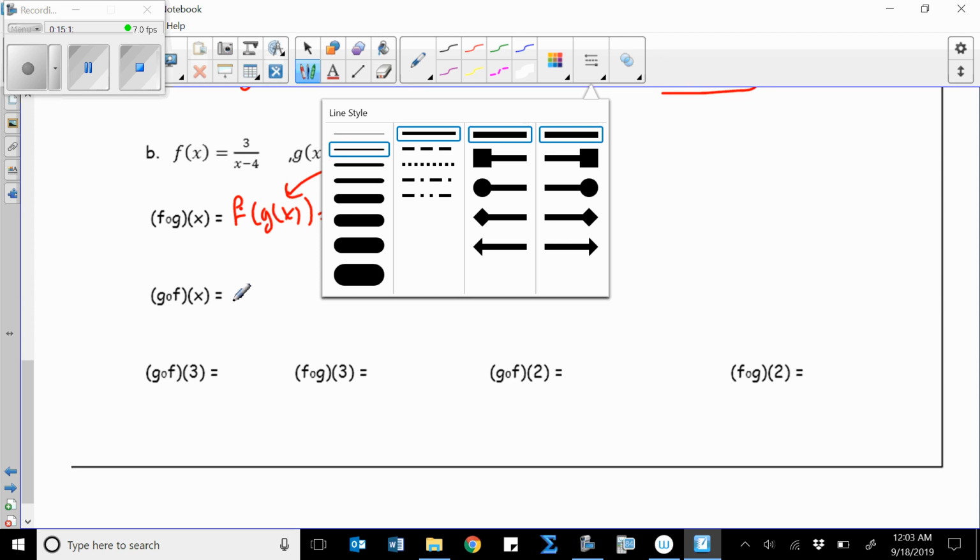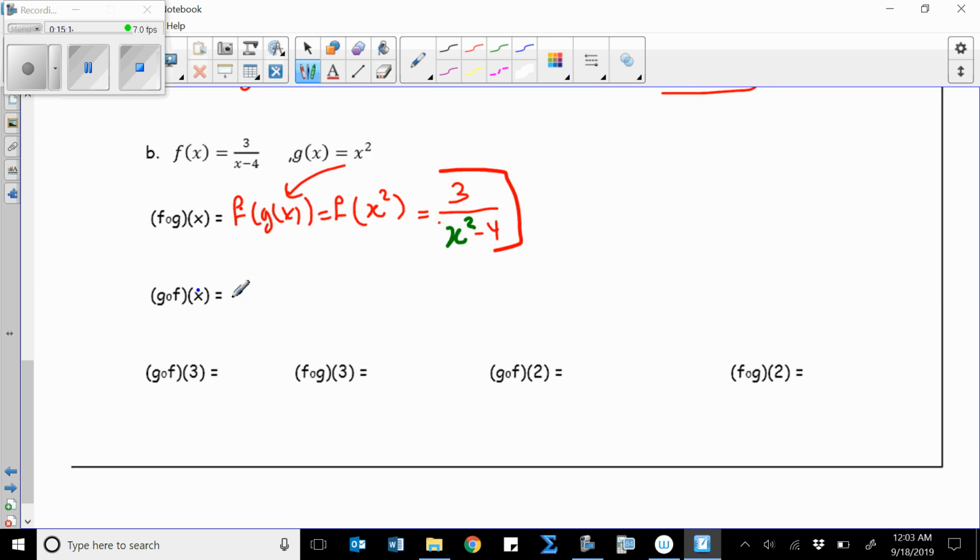Now let's find g of f of x here. So we start with writing the notation g of f of x. We keep the outside untouched. The inside function, which is f of x, is 3 over x minus 4. So we replace f of x with 3 over x minus 4.